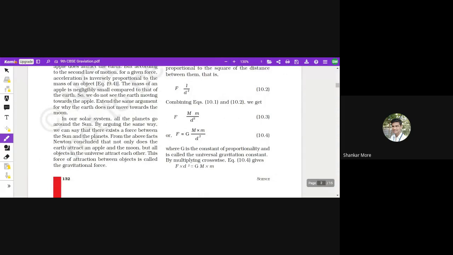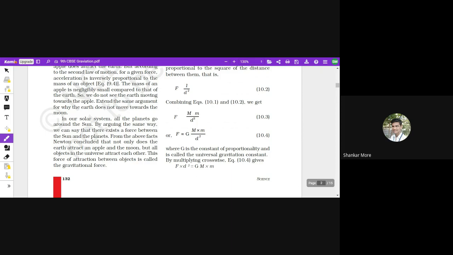Okay, so in our solar system, all the planets go around the sun. By arguing the same way, we can say that there exists a force between the sun and the planets. From the above facts, Newton concluded that not only does the earth attract an apple and the moon, but all the objects in the universe attract each other. This force of attraction between objects is called the gravitational force.